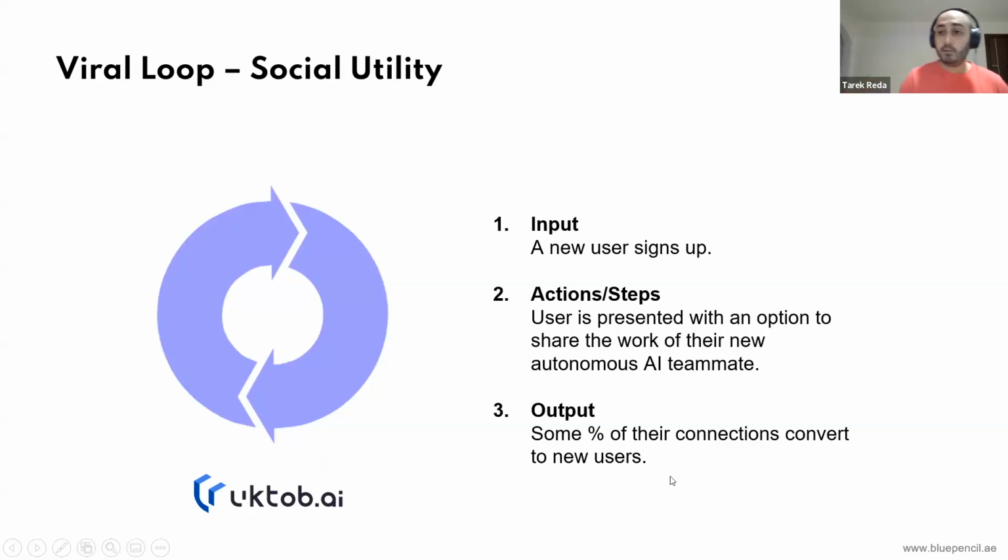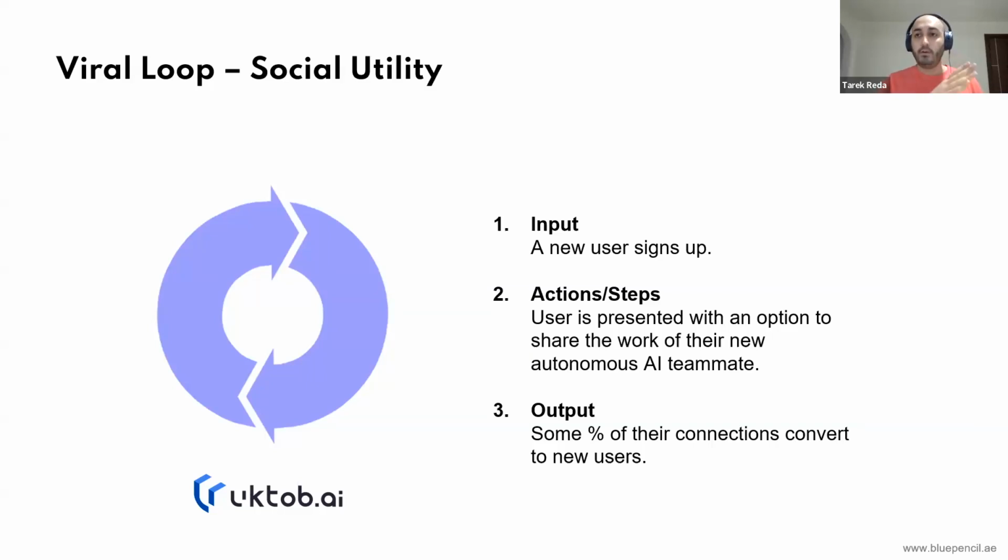Uktub allows businesses to create autonomous AI agents or teammates. So in plain English, the idea of a viral loop with a social utility is that when I sign up on the product, I would be willing to share it with my connections because it gives me social status. All right, it gives me some form of social recognition.